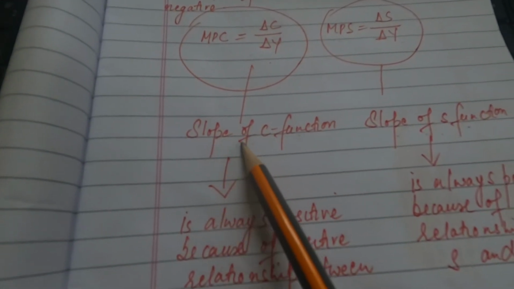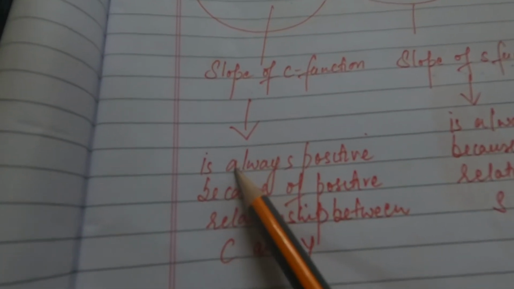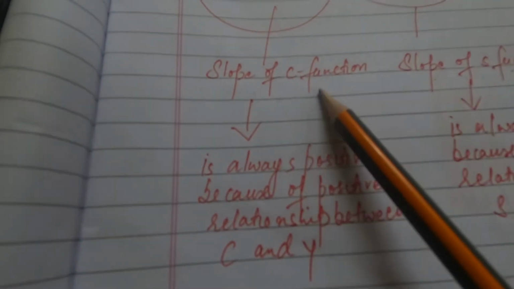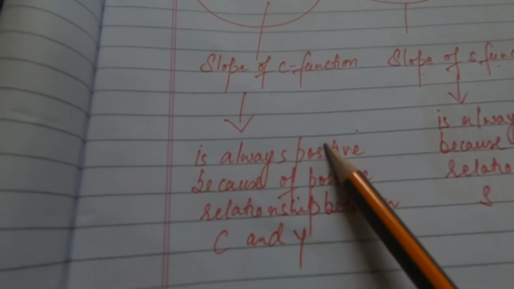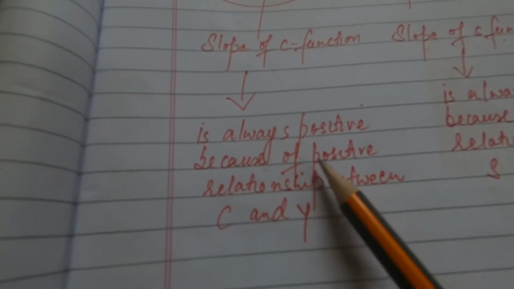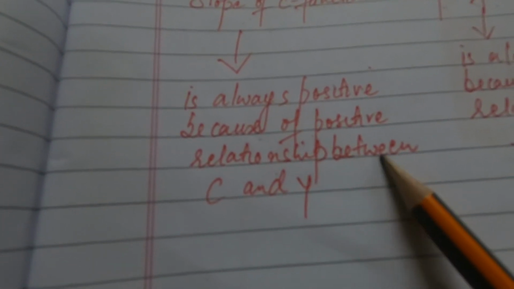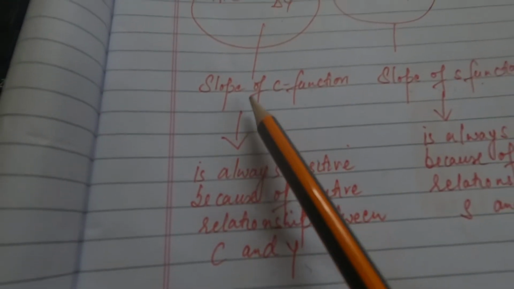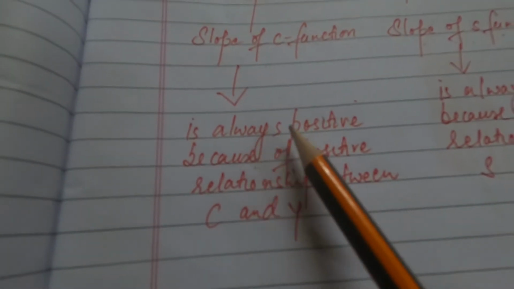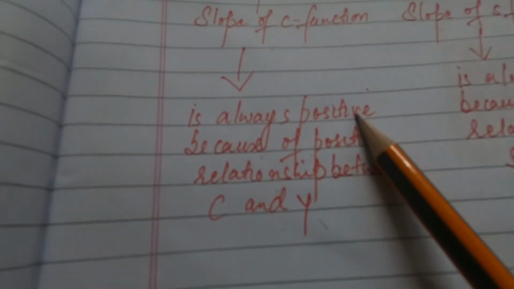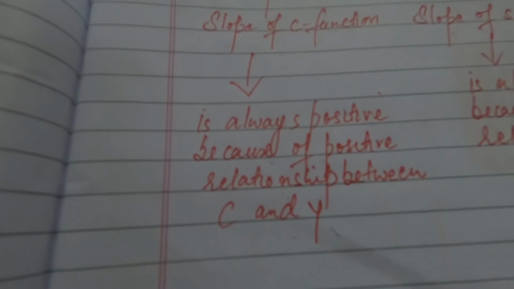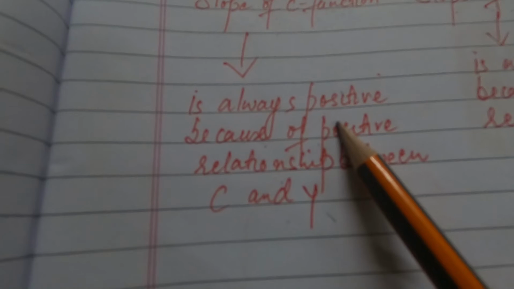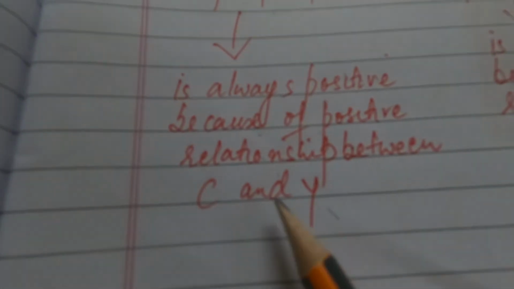Now, the slope of the C function is always positive. Okay, the slope of the C function is always positive because of the positive relationship between C and Y. Is that clear? The slope of the C function is always positive. Why is it positive? Because there is a positive relationship between C and Y.